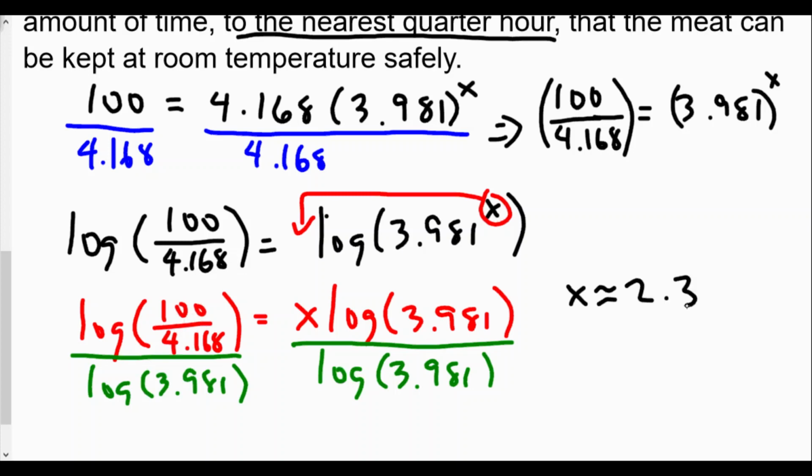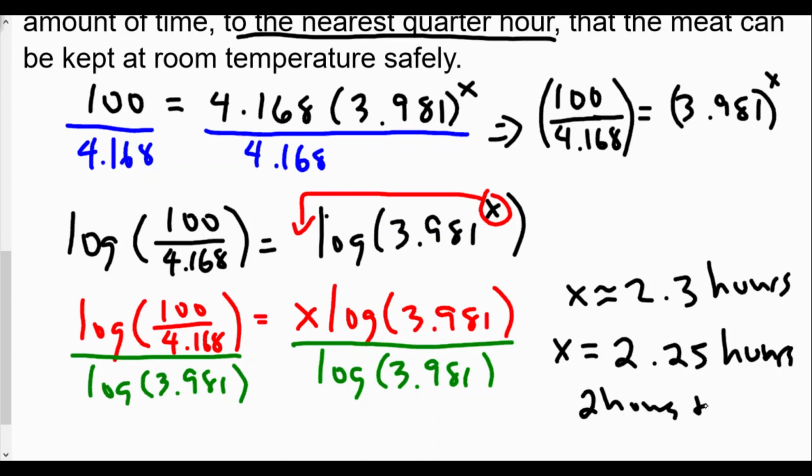Now, this is hours. But this is not our answer, because it asks for the nearest quarter hour. Quarters are 0.25, 0.5, 0.75, and of course the 0 in this case. At 2.3 hours, the answer will be 2.25 hours, or 2 hours and 15 minutes.